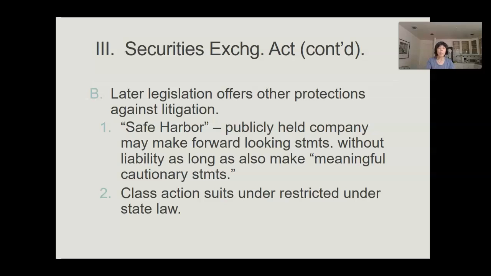Number 2, class action suits are also restricted under state law, and we're talking class action suits over shares being offered for sale. So the legislation has limited the ability of these type of suits under state law.